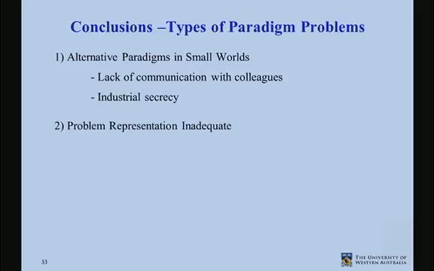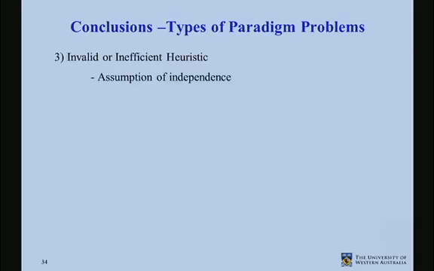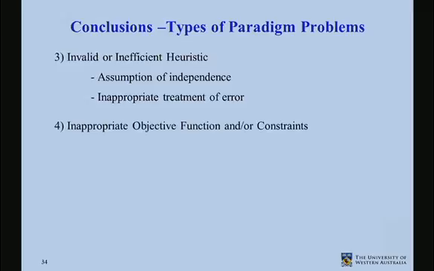Problem representation could be inadequate. A simulation could be too detailed, like that tobacco one. Or people can be unaware of more powerful models. Or there may be an invalid or inefficient heuristic, like that Kuwait one, where we assumed independence and thought we were pretty safe because all the probabilities would multiply together. Inappropriate treatment of error, like in the ISO standards. Or inappropriate objective function and constraints.